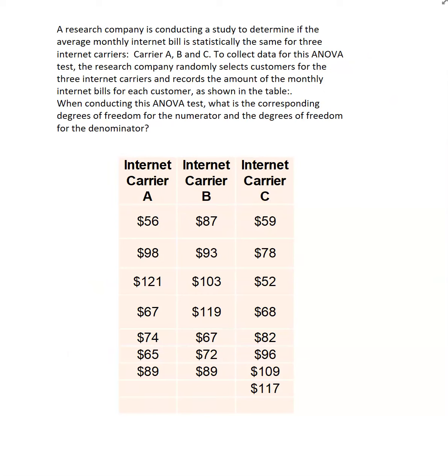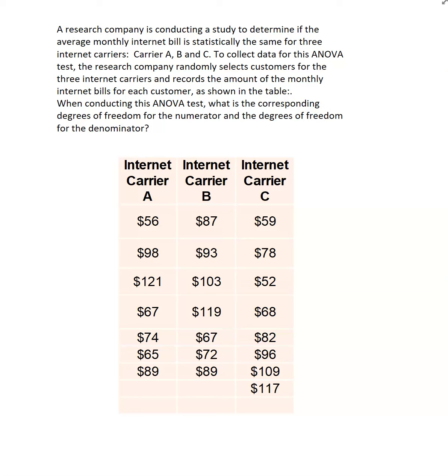Our next problem says a research company is conducting a study to determine if the average monthly internet bill is statistically the same for 3 internet carriers, carrier A, B, and C. To collect data for this ANOVA test, the research company randomly selects customers for the 3 internet carriers and records the amount of the monthly internet bills for each customer as shown in the table. When conducting this ANOVA test, what is the corresponding degrees of freedom for the numerator and the degrees of freedom for the denominator? Okay. So again, let's assume that the 5 conditions are met.